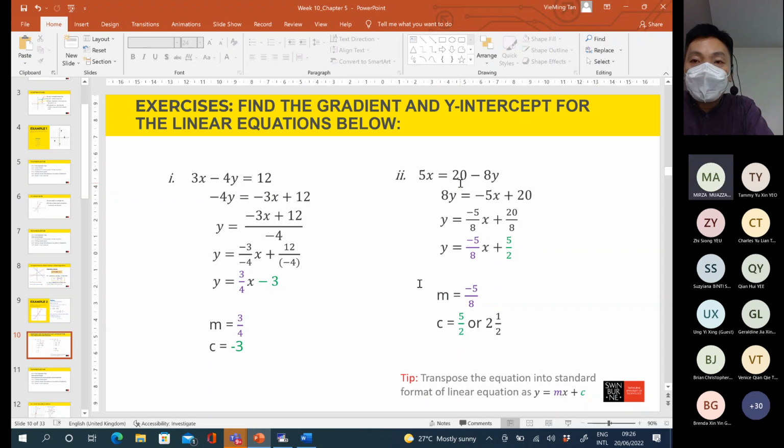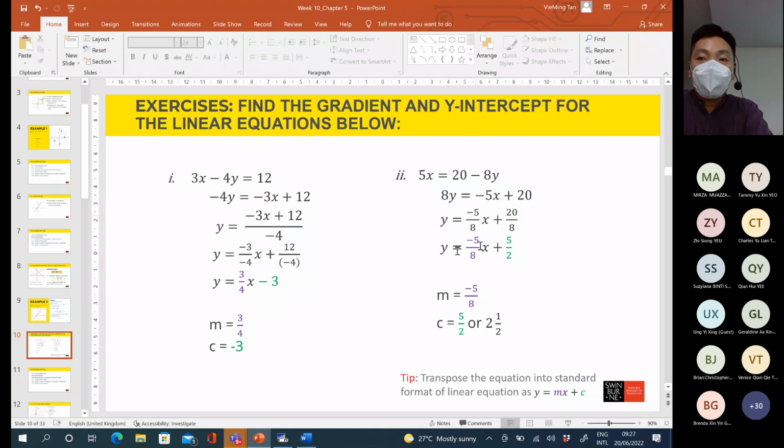For this equation, it's better to move the y to the left hand side, and then the x will move to the right hand side simultaneously. So if minus 8y moves to the left, it becomes positive 8y. And then on the left, we have 5x, move to the right hand side, becomes minus 5x. Then the next step is to move this 8 to the left hand side, and to the right hand side it becomes divided by positive 8 for both terms.